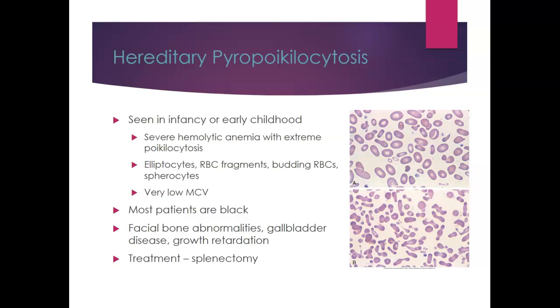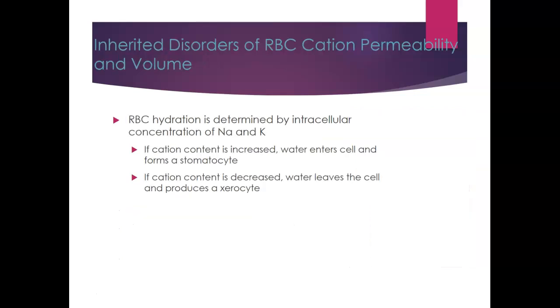If you look at the peripheral smear, it's kind of creepy looking, right? We see elliptocytes, RBC fragments, budding RBCs, spherocytes, and a very, very low MCV. In this case, most of the patients are usually of Black descent, and they have facial bone abnormalities, gallbladder disease, growth retardation. So there's a lot of additional issues rather than just having hemolysis taking place in the body. Treatment for this one as well is splenectomy, because we want to stop the spleen from sequestering these cells, because that's more dangerous than keeping the cells themselves.